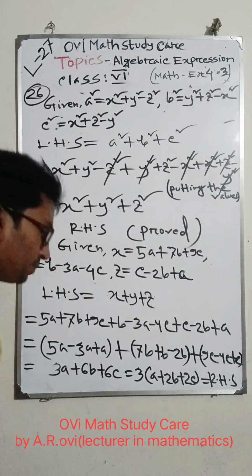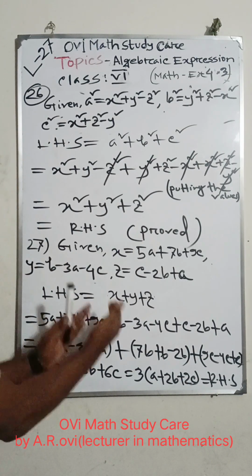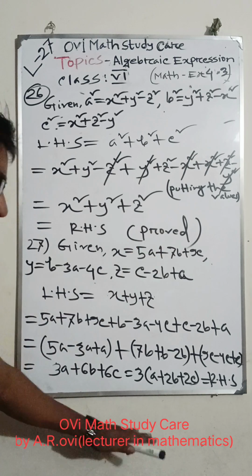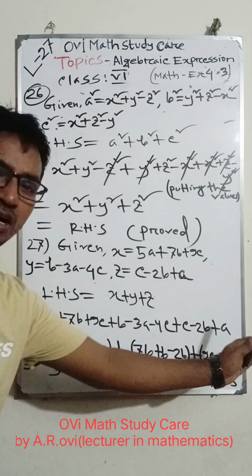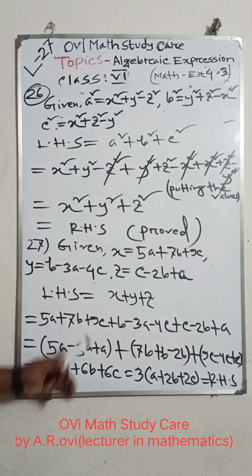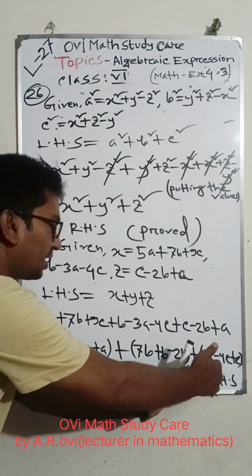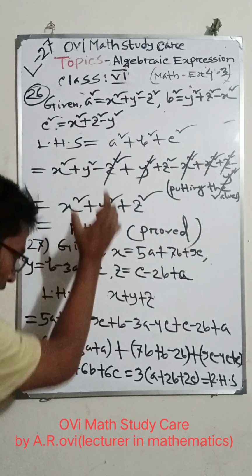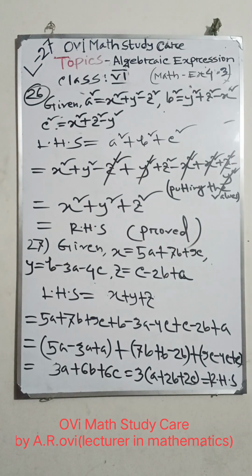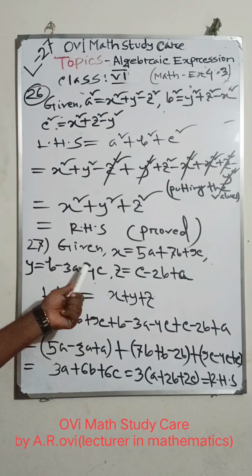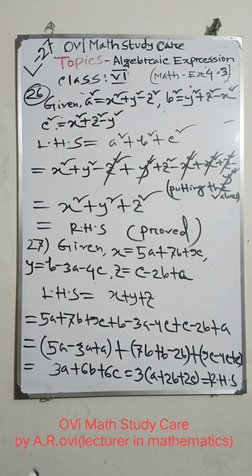But in your copy, you should write one line below the other line. You should not write side by side, because of lack of space on my board I write here side to side, but you should write one below the other. This is our problem 70 number 27 has been solved.